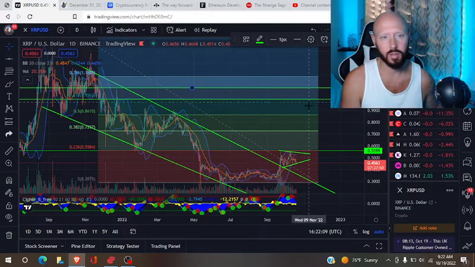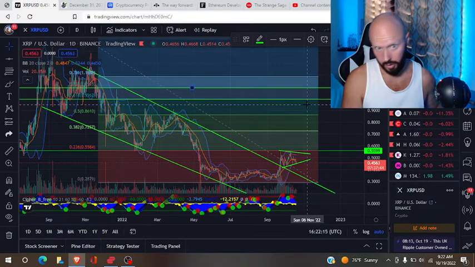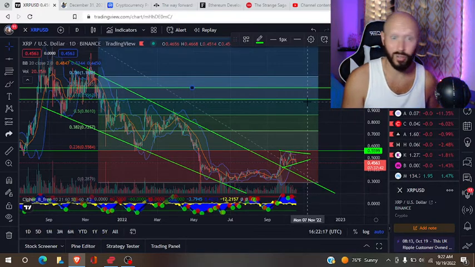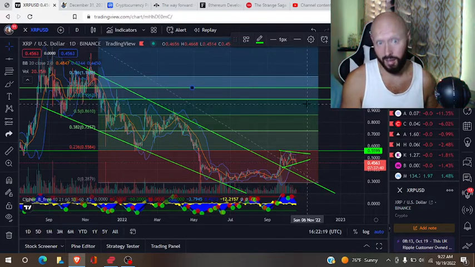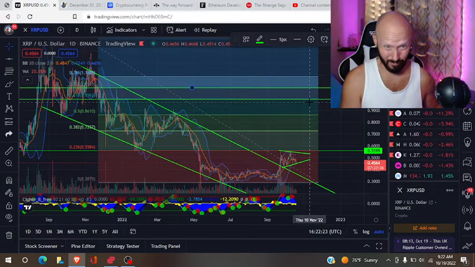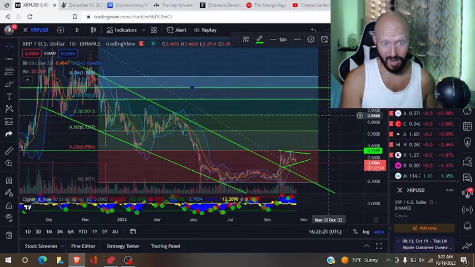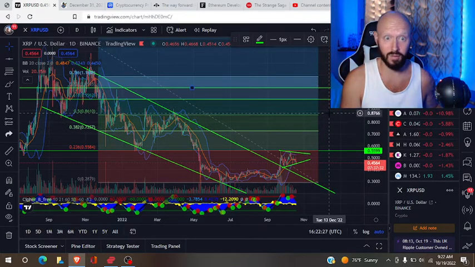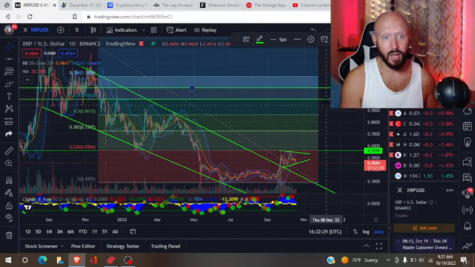So I'll be selling a portion of my bags, a very small portion, because I hodl XRP. I always will. And accumulate more. This is just another way to accumulate more. I'll probably put my order in for like 97, 98 cents, wait for a pullback, and then buy back more at each of these levels as it comes back down.